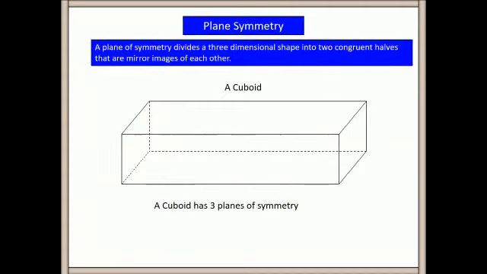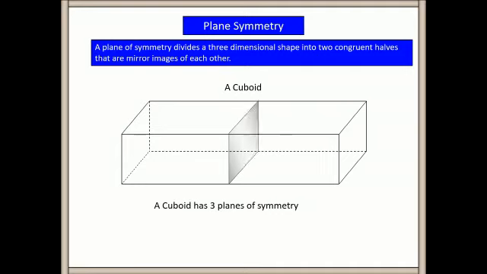First, a 3D shape divided into two congruent halves that are mirror images of each other. First we take the cuboid. Cuboid is familiar to you. You know what a cuboid is. It has three planes of symmetry. Orally explained, but we will see how to draw it. This is a plane symmetry for the cuboid.